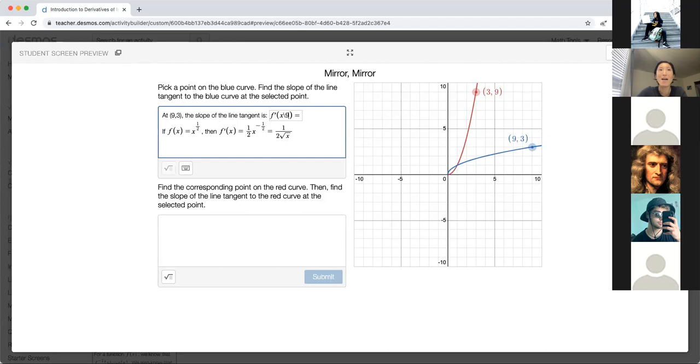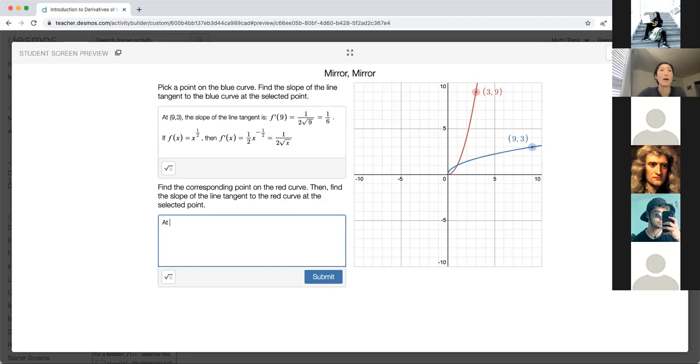Okay. So now let's find f prime of 9. We're going to plug that into the equation we have right there. So we get 1 over 2 times the square root of 9. And what does that give us in terms of a fraction? 1 over what? 1 over 6. Okay. Good, good, good. I think this is a really great point to choose and try. Okay. So at 9,3, the slope of the line tangent is 1 over 6.